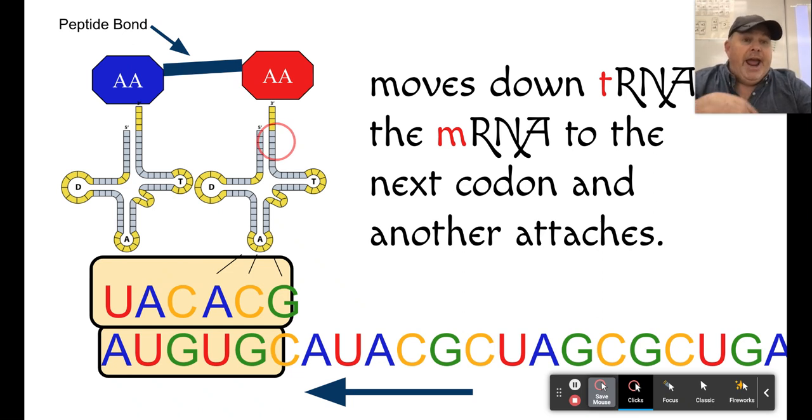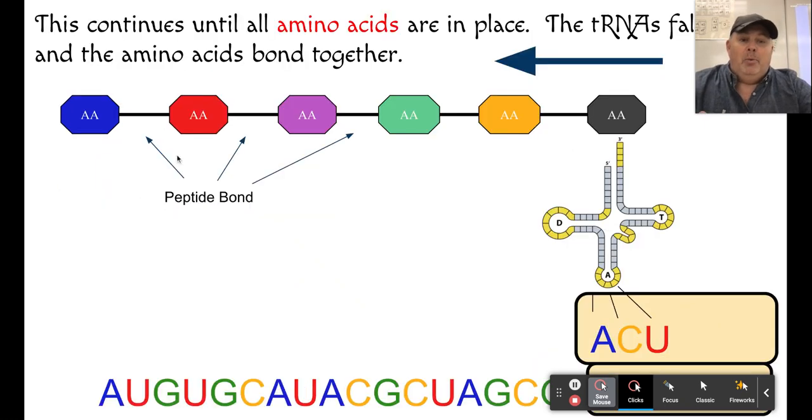Now watch this. As these are now attached, this tRNA is going to detach from its amino acid and go get another one. So what we're going to see here is a sequence of amino acids beginning to attach to one another. Once the transfer RNA has contributed its amino acid, it's going to go out and find another amino acid and bring it back down to that same ribosome.